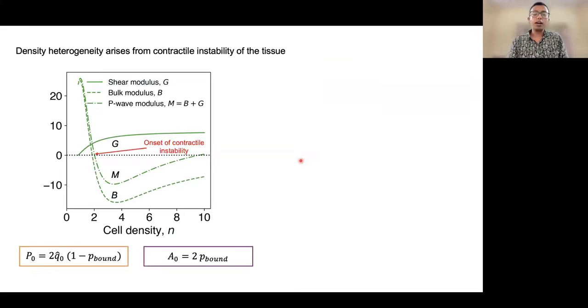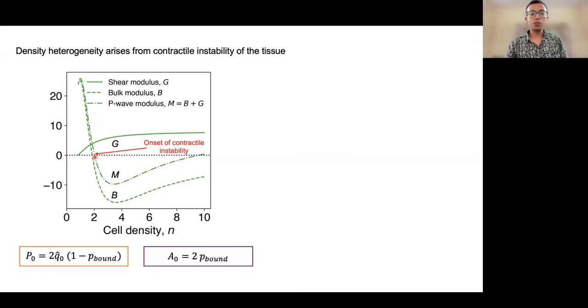So what that tells us is that if we understand the origin of the density heterogeneity, we should be able to predict the dynamical heterogeneity of the system. And the way we did that is by measuring the modulus of linear elasticity of the tissue using this constitutive relationship. What we are plotting here is the shear modulus G, the bulk modulus B, and the P-wave modulus, which is the sum of B and G for 2D, okay? And this P-wave modulus is really important because when it becomes negative, such as over here, it signifies the onset of contractile instability in the system.